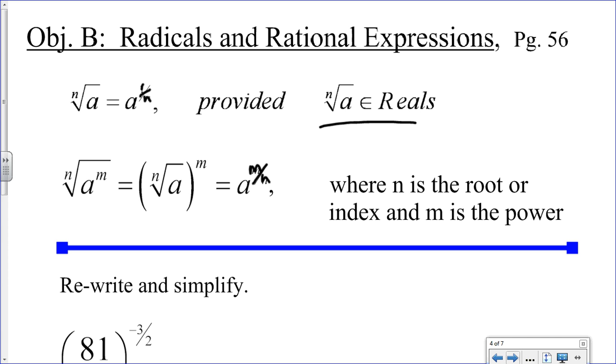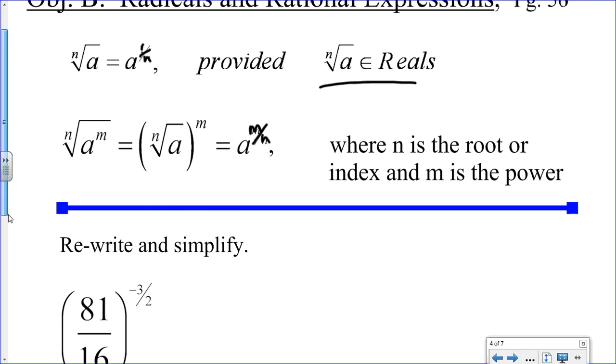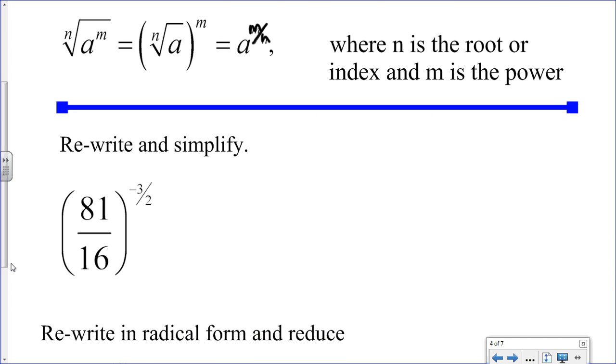Okay, so sometimes we want to change from exponent form to radical form, or vice versa, to help us simplify. So is this possible to just type in your calculator? Sure. You have to make sure you type it in correctly. You have to use parentheses around your exponent. But the point of this is to practice writing it here with the roots, so that's what we're going to do.